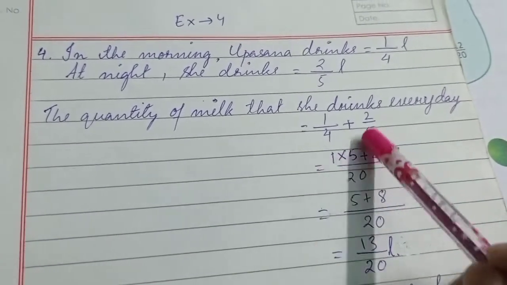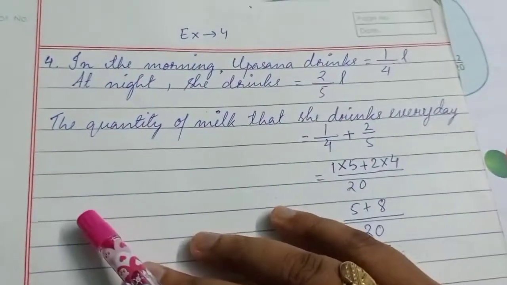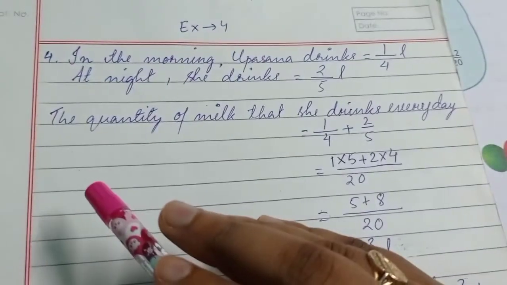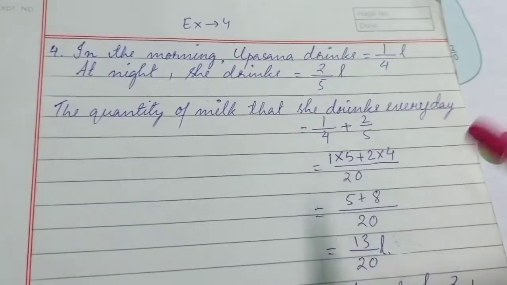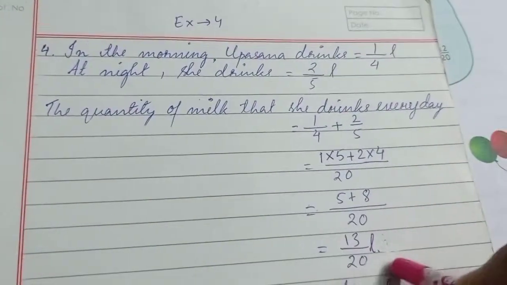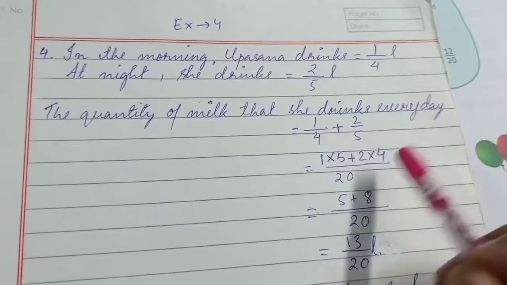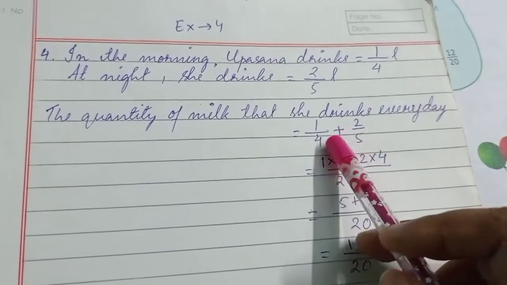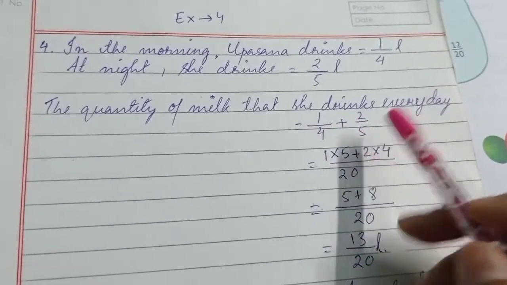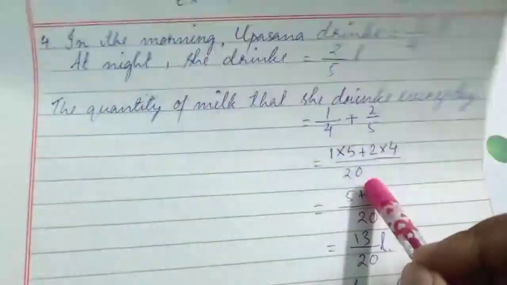In this question also you can use the method I taught you in the earlier questions, but I will give you this one because when you go to higher classes it is much easier by this method. The LCM of 4 and 5 is 20, and as these two are co-prime numbers, you just multiply and you will get 20.